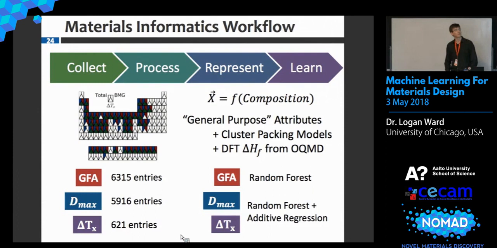So going back to this four-step workflow for building a machine learning model, the first thing we did was assemble a data set from the literature. This is from the Landolt-Börnstein handbook and around 40 different technical papers, which has a few thousand entries for each of these properties we're interested in. We then built a machine learning model using this general purpose approach, as well as incorporating different theories for how glasses form, taken from the metallic glass community's literature. And then we built a machine learning model using conventional random forest-based machine learning algorithms.